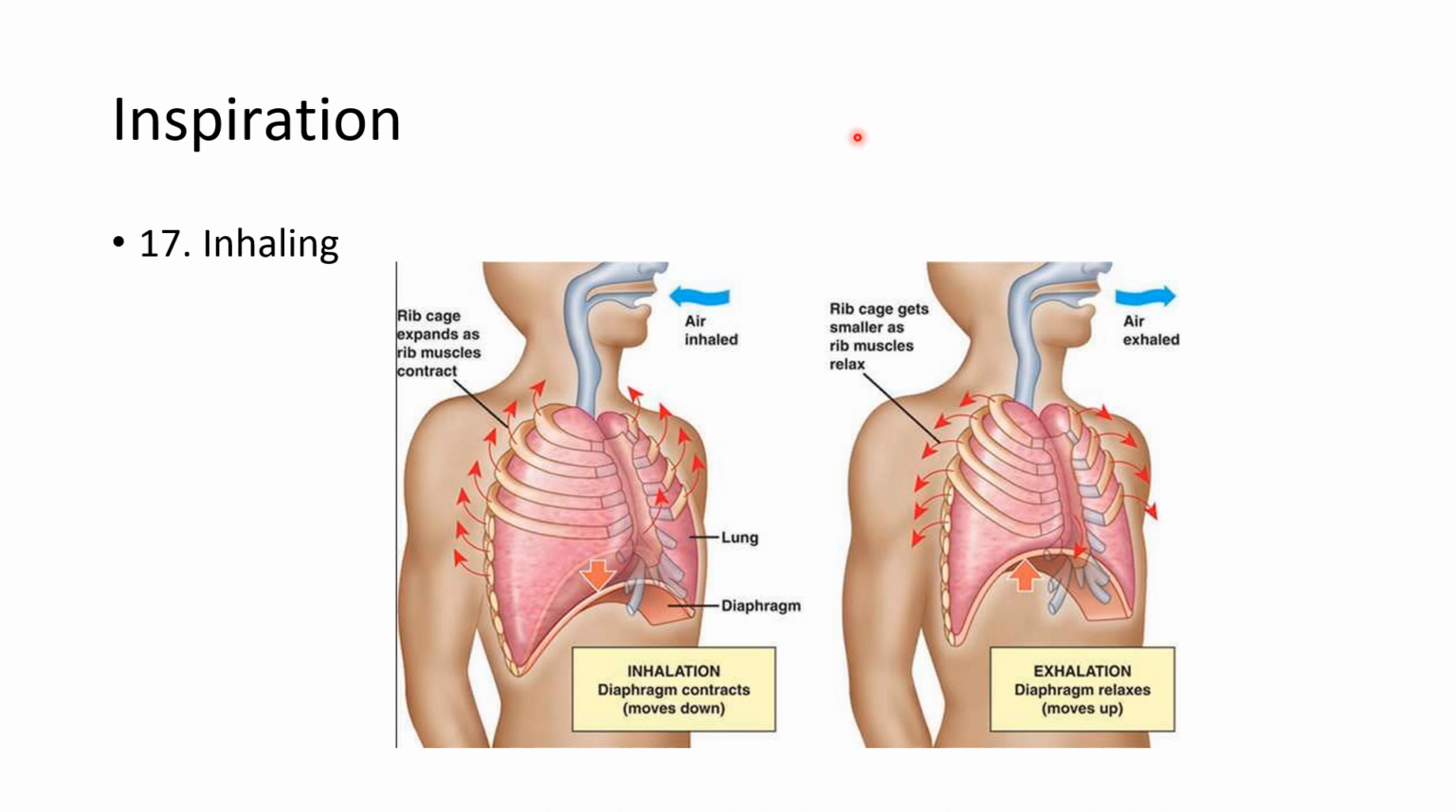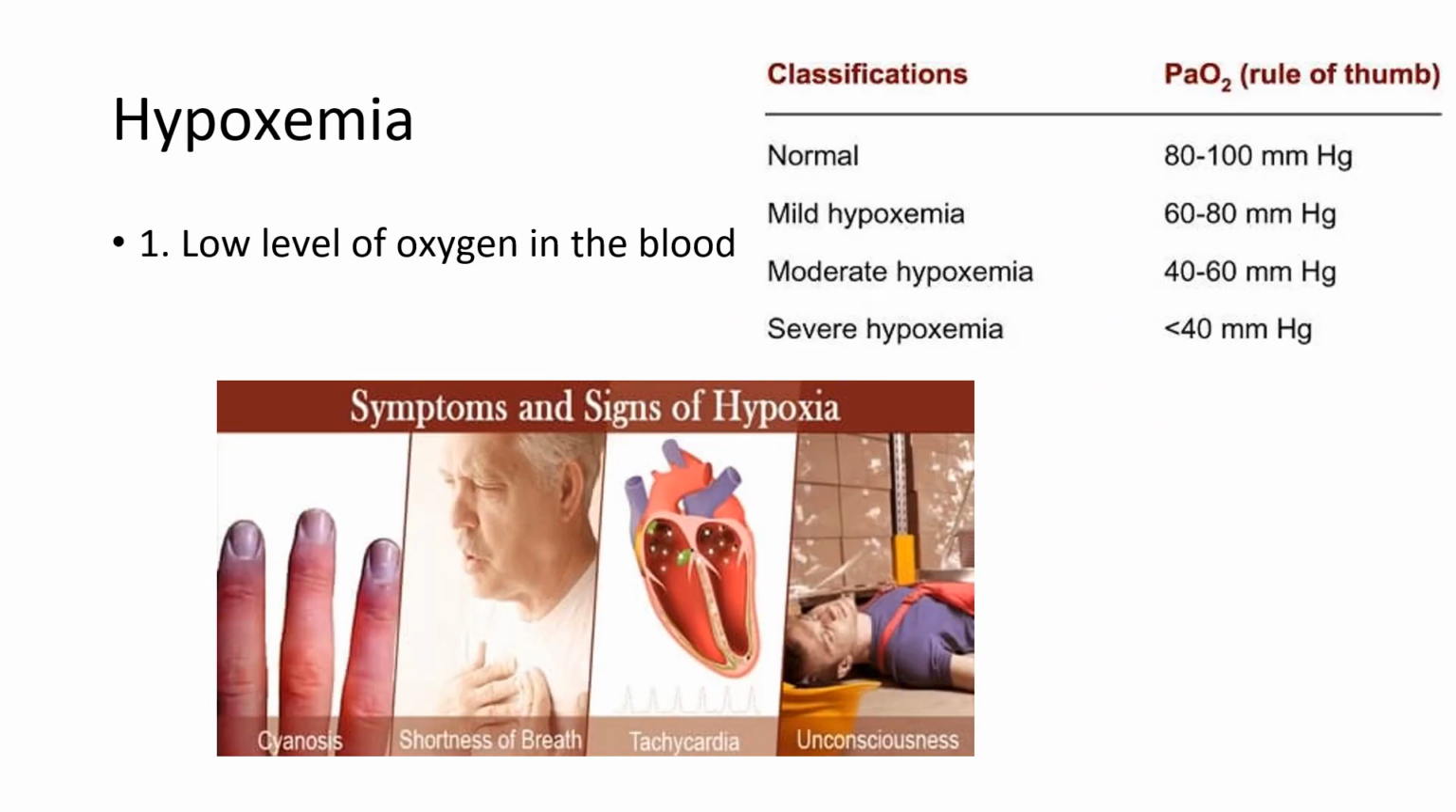We talked already about inspiration and expiration. The term hypoxemia refers to low level of oxygen in the blood. What's the whole purpose of the respiratory system? It's to bring air in, which is 21% oxygen, deliver those oxygen molecules through the respiratory tree, and ultimately dump them off in the bloodstream, where it can be carried to the heart and recirculated and sent to all the tissues in the body so they can metabolize properly.